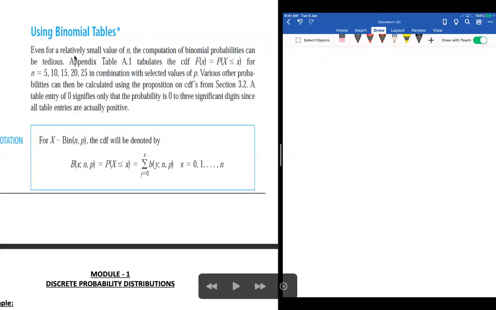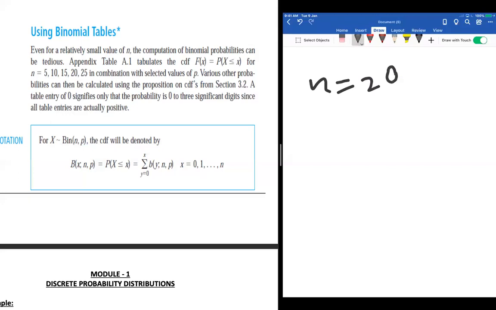Now, using the binomial table. Even for a relatively small value of n, the computation of binomial probability can be tedious. It is very difficult to find even if the value of n is small. For example, if n is equal to 20, that means x can take the values 0, 1, 2, and so on up to 20.